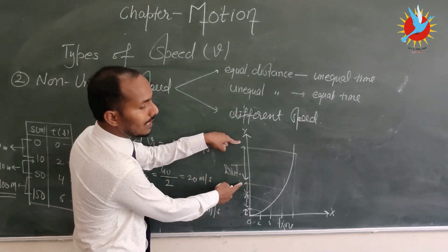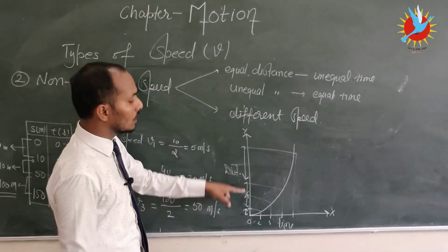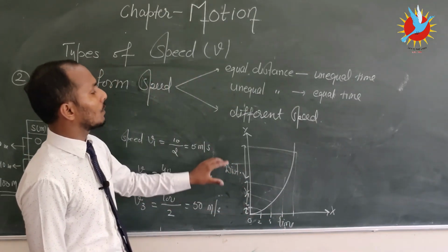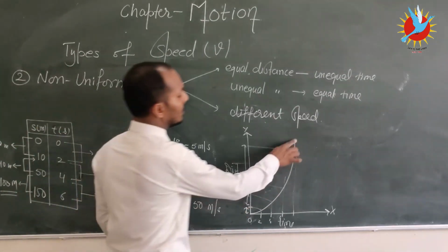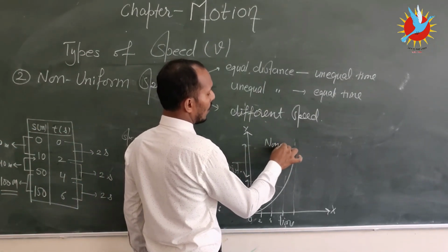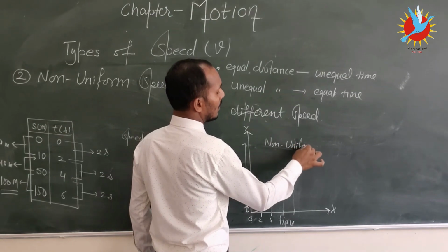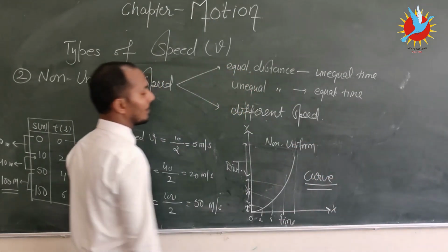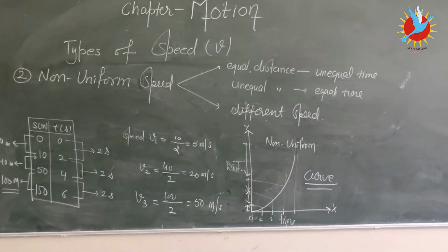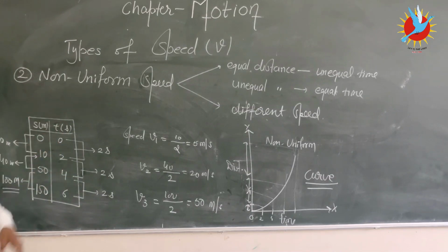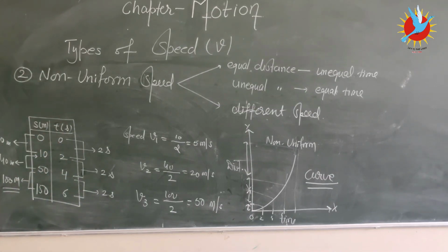Unequal, in this case a large distance is covered by the body. So in equal intervals of time the body covers unequal distances, so it is said to be the graph of non-uniform motion, and the graph is curved. Okay, the graph is curved. So this is the graph, and these are the definitions. So it is a non-uniform speed.